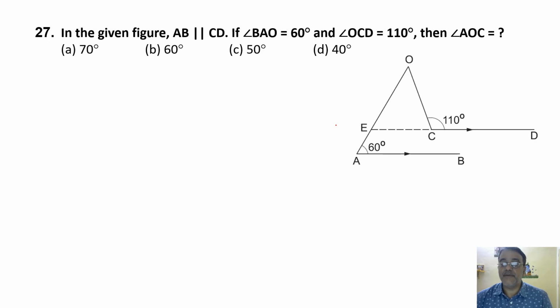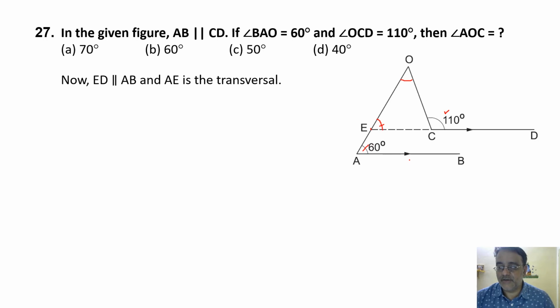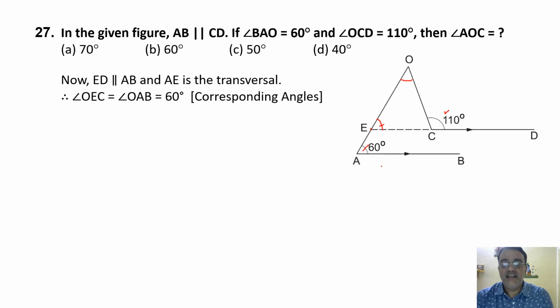In the given figure, AB is parallel to CD. And see, DC is also extended up to here. Right? Up to this point. And angle BAO is equal to 60 degree. And this angle is 110 degree. Then angle AOC is equal to dash. So AOC means this angle we have to find. Right. So let us start with this angle. These two angles are equal to each other. Why? Corresponding angles. Okay. Since ED is parallel to AB and AE is the transversal, so these two angles are equal to 60 degree, corresponding angles.